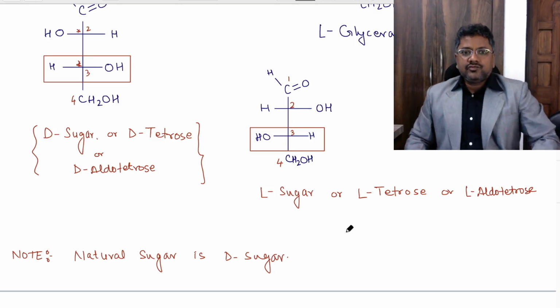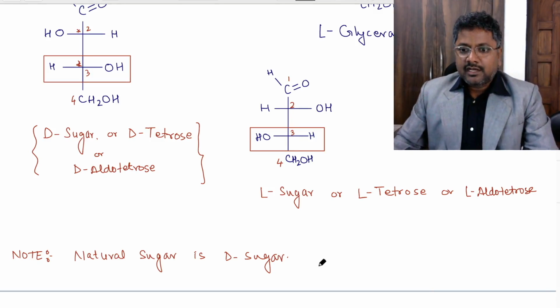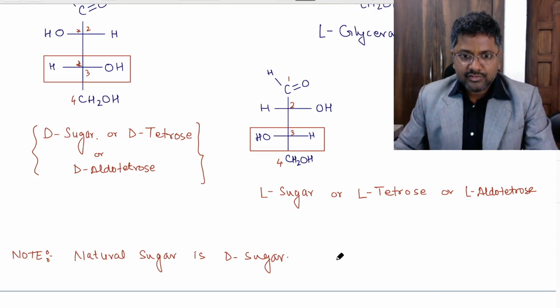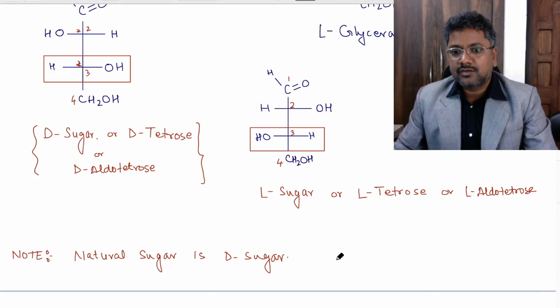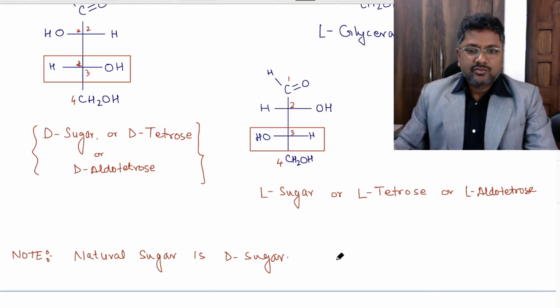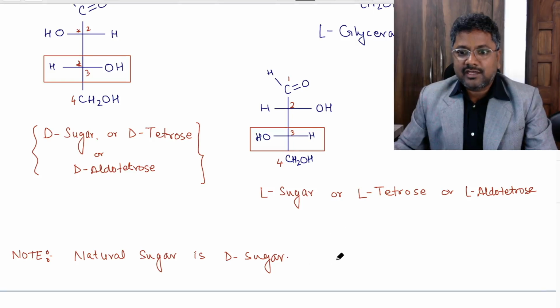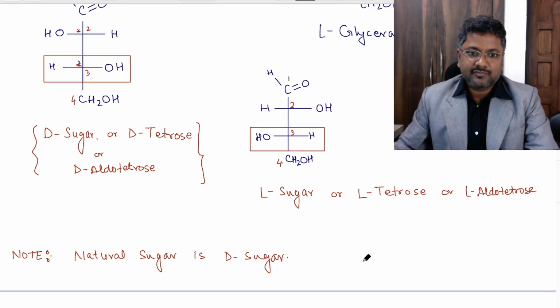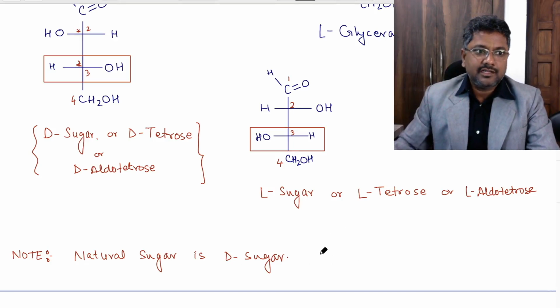So only D sugar is the natural sugar, and our system is meant for D sugar only. This is the reason why you take Glucon-D. Have you ever heard of Glucon-L? No, because this is not a natural sugar and is not utilized by the human system. So natural sugar is basically D sugar.